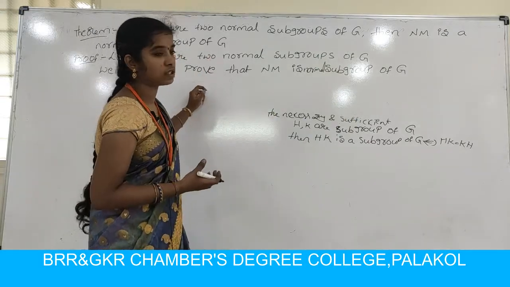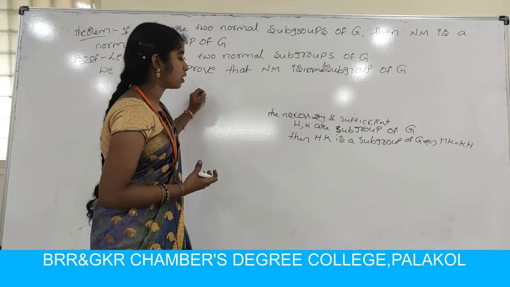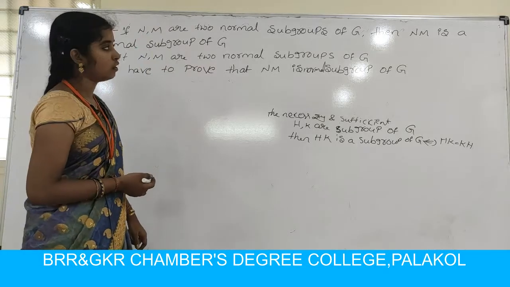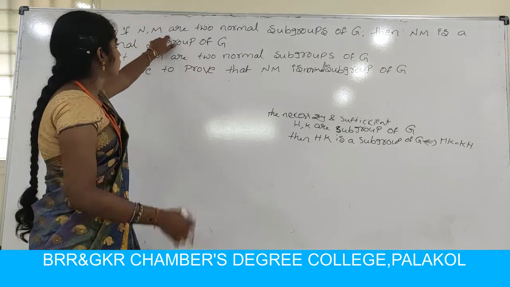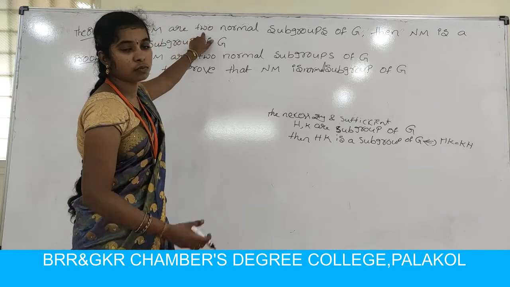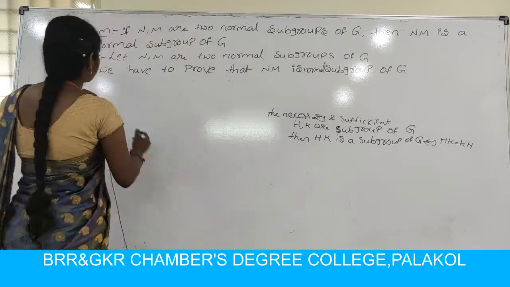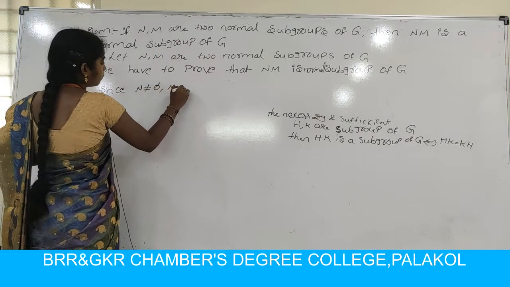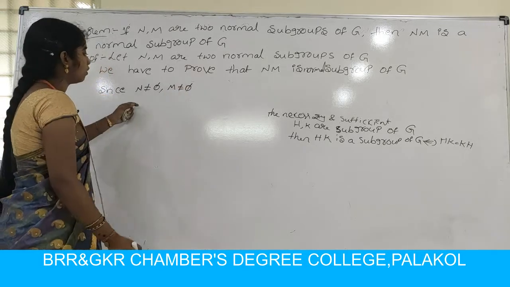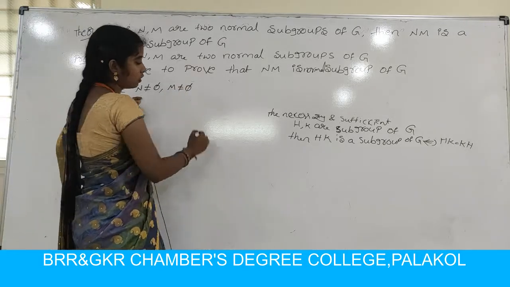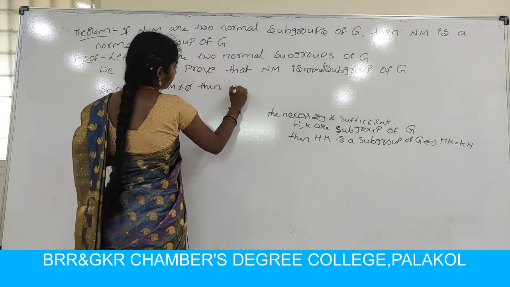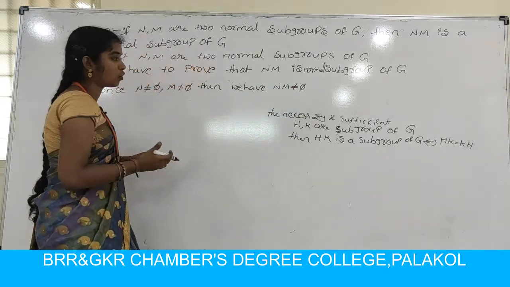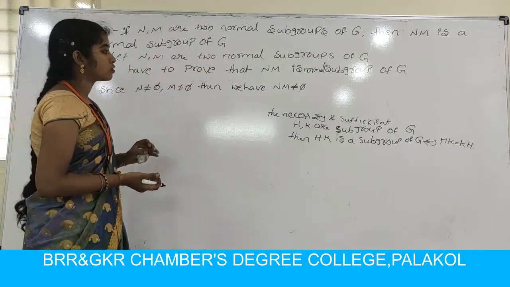First you have to show that NM is non-empty. Already given that N, M are two normal subgroups of Z, so NM is also a subgroup of Z. For a subgroup, the main condition is non-empty. Since N is non-empty and M is non-empty, N is not equal to empty set, M is not equal to empty set, then NM is not equal to empty set. That means NM is non-empty, which means at least one element.